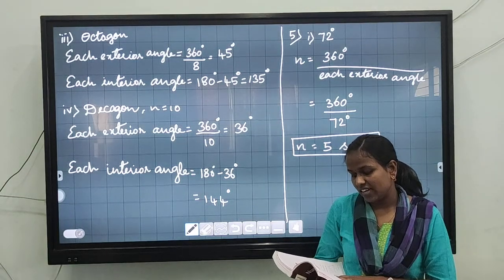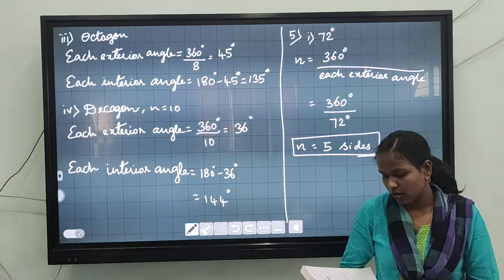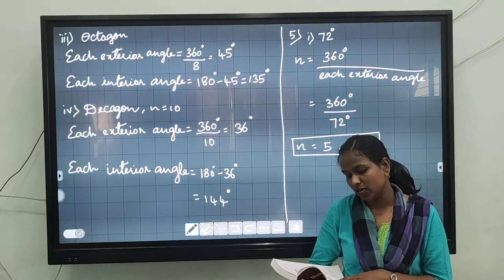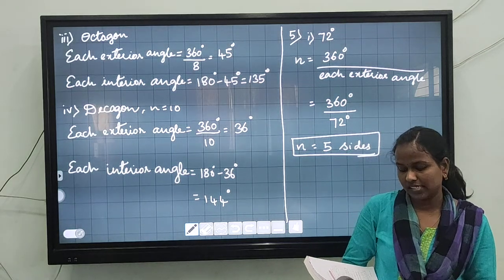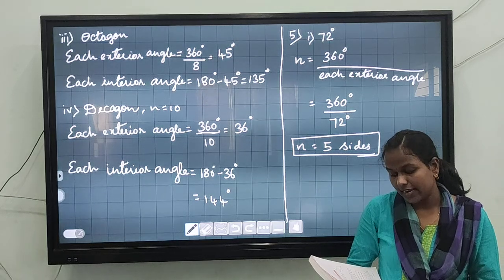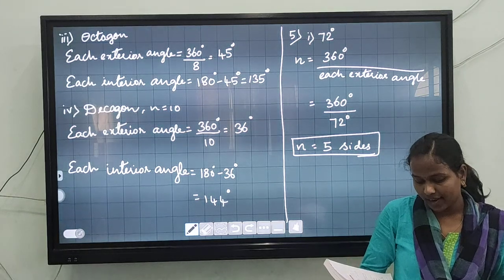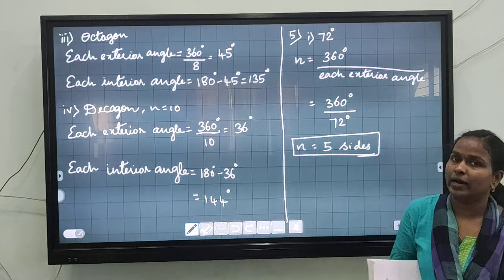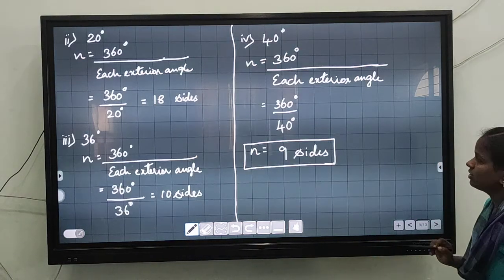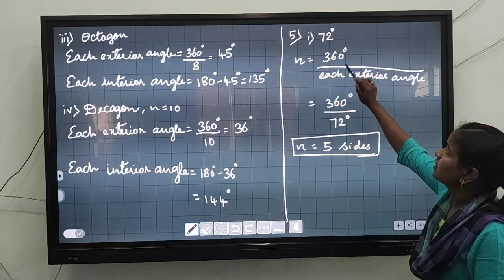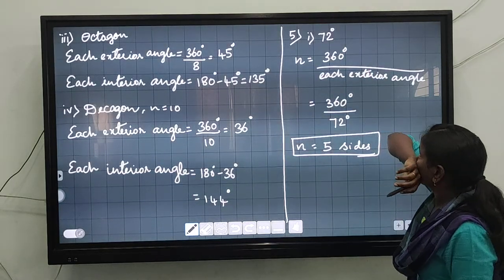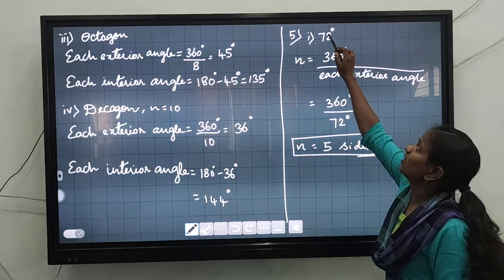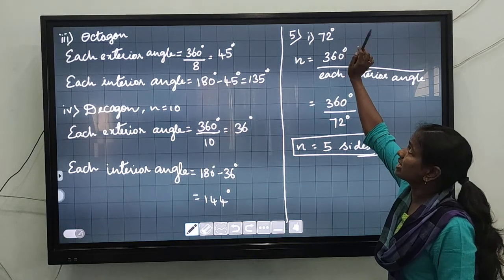Fifth question: find the number of sides of a regular polygon whose each exterior angle is of the following measure. So each exterior angle is given. We have to find out how many sides that polygon has. So first, this is the each exterior angle. I am writing each exterior angle equal to 72 degree.